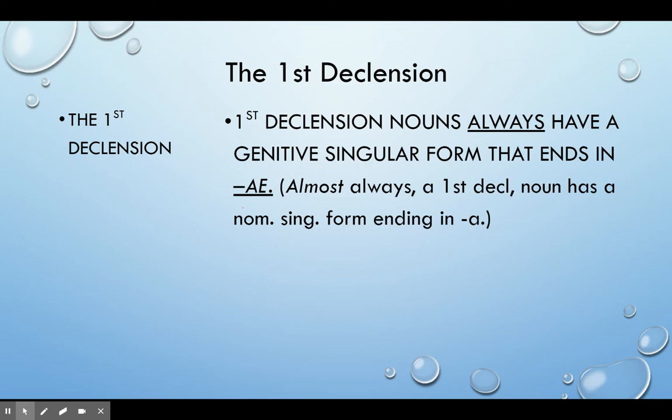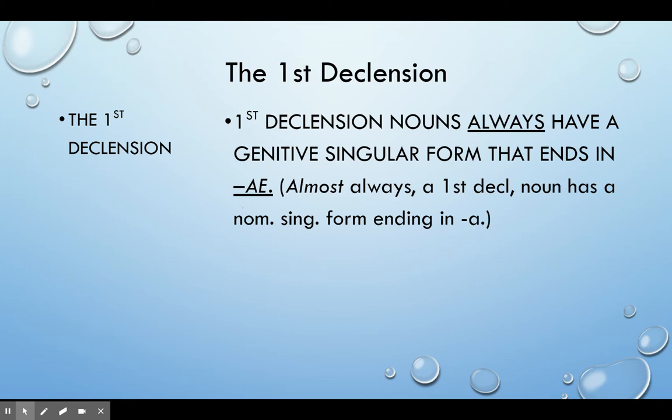First declension nouns always have a genitive singular form that ends in AE, that magical diphthong AE, which is pronounced I. And the genitive form, just to clarify, is the second form in the vocab entry. So after agricola, the second form, agricolae, ending in AE, is the genitive. After poeta, poetae, that second form ends in AE and is the genitive.